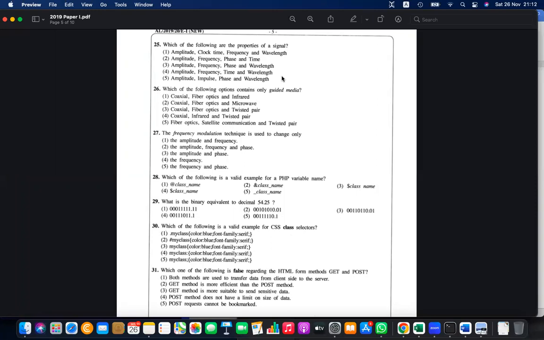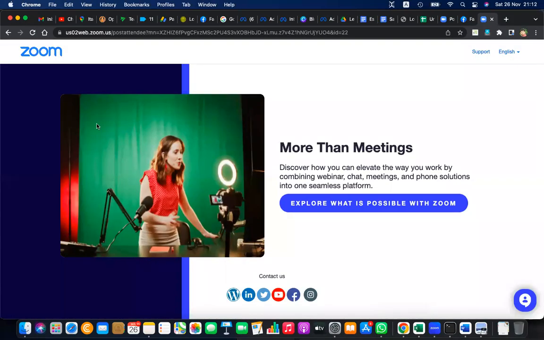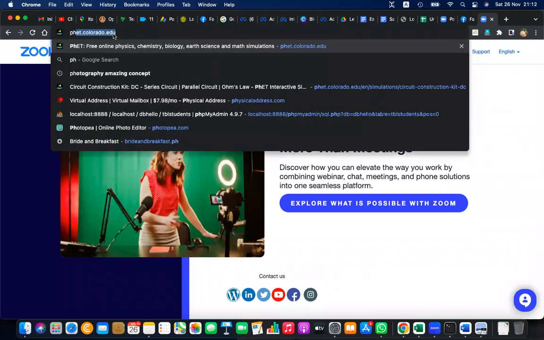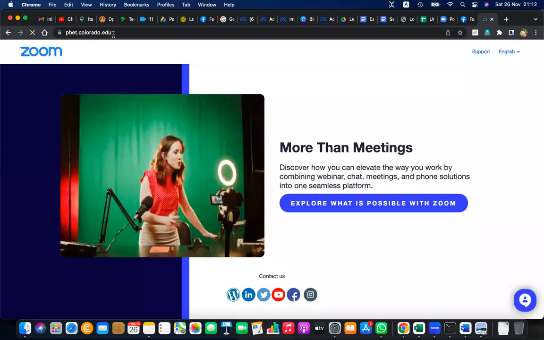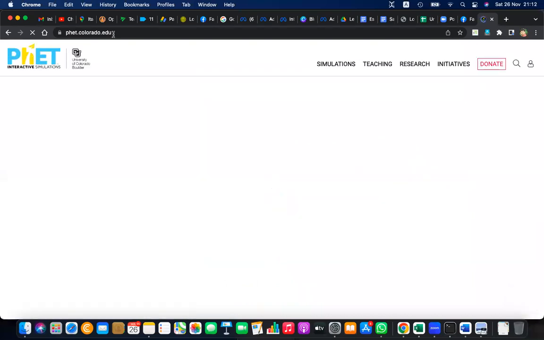And the wavelength is the gap between two corresponding points in a cycle. So, you know, in a sine wave, corresponding two points, what is the gap? That is called wavelength. So let's move to the virtual lab to show these properties very quickly.